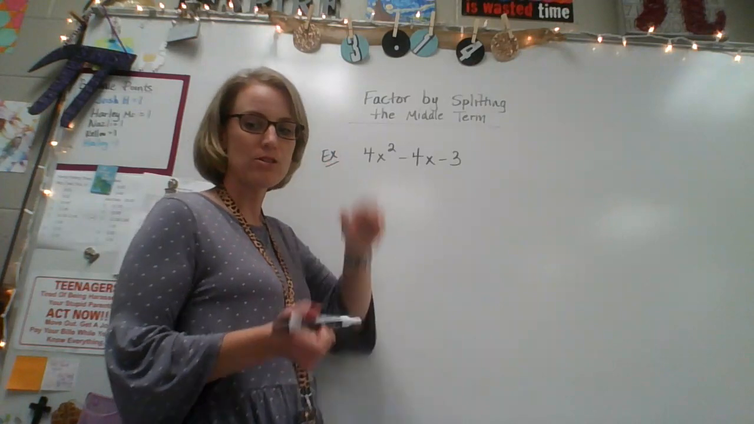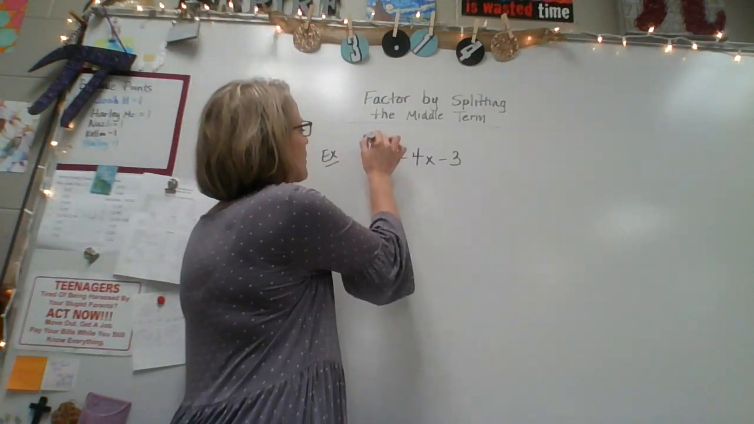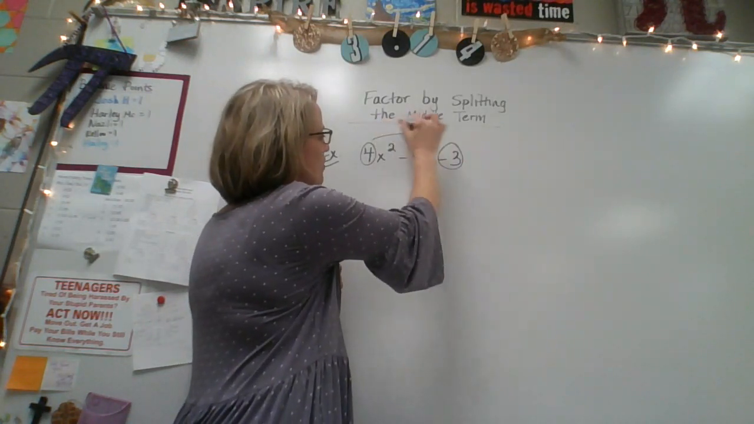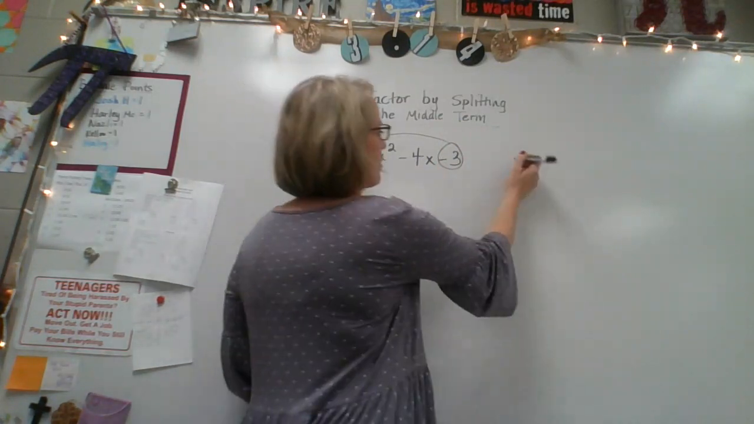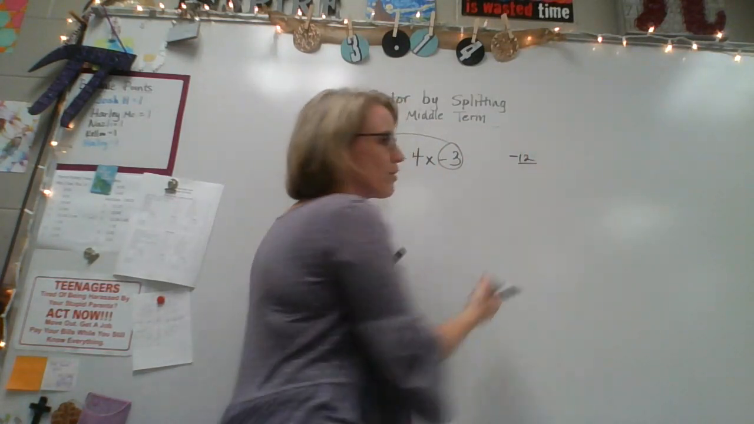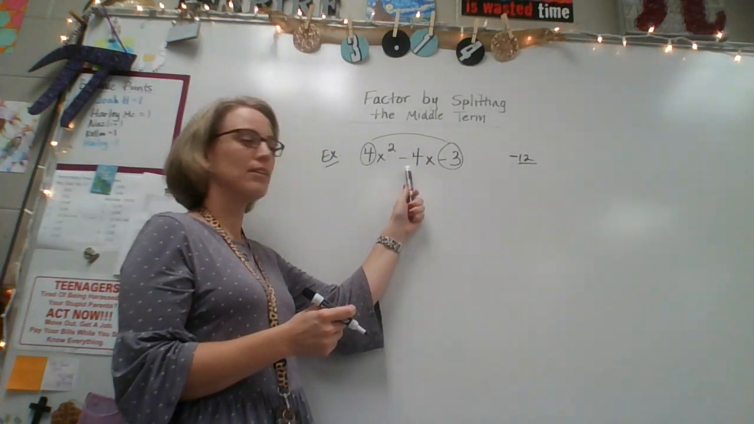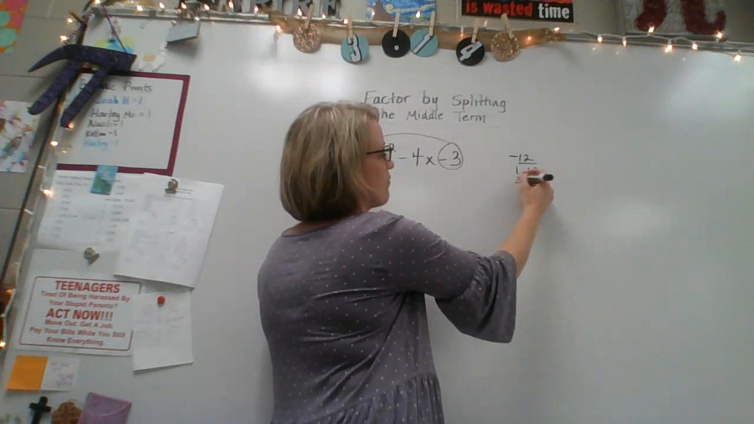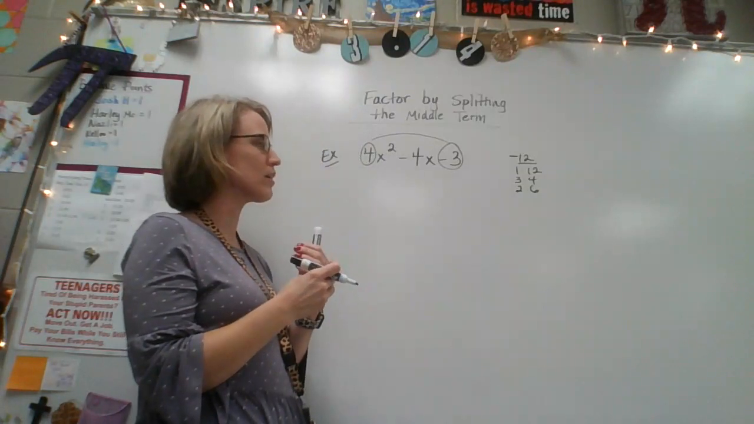All right, so how we start this process is we're going to multiply our coefficient on x squared by the constant, or that number that's at the end. And when we multiply that, we get negative 12. What we want to do is think about what are some numbers that multiply to be negative 12 that would add to be negative 4. So our choices are 1 and 12, 3 and 4, or 2 and 6. Those are the only things that would multiply to give you negative 12.